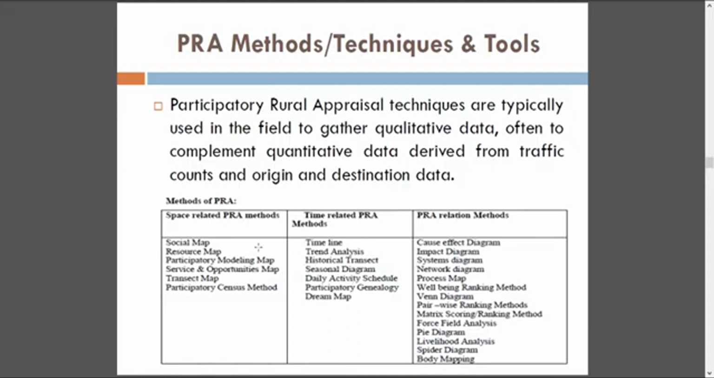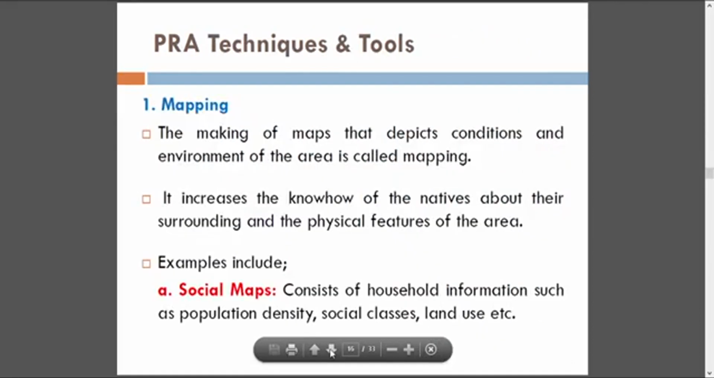Okay, but we will cover the most commonly used ones, and then the rest you can read on your own as and when you need to use that particular method. Okay, so we will start with the first tool, which is mapping. And mapping is the making of maps that depict conditions and the environment of the area that we are studying. Okay, so this is mapping.